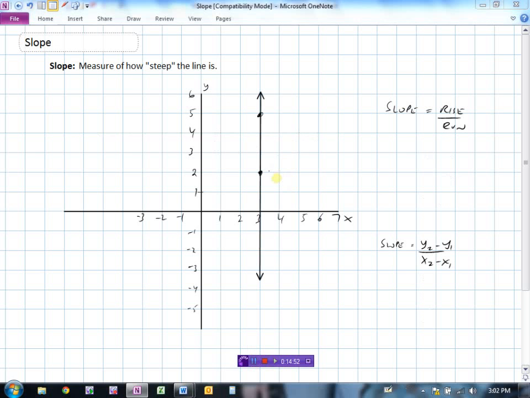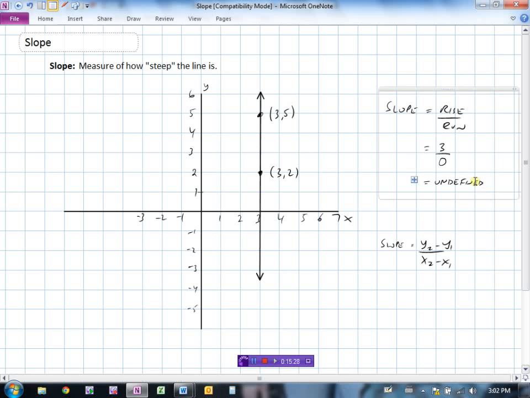So here's a vertical line. X is 3, Y is 2. x is 3, y is 5. So when we're doing our slope formula, the rise from this point to this point is 3, and the run is 0. Now we have a problem here because we can't go 3 divided by 0. We can't divide by 0. So we say this slope is undefined. Or sometimes we say the slope is infinite. Undefined. But 3 divided by 0 we can't do. So this slope is an undefined slope.